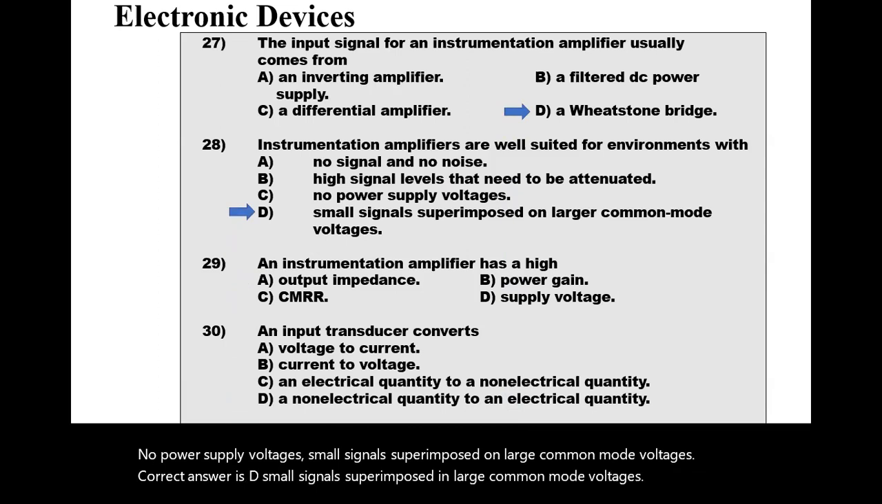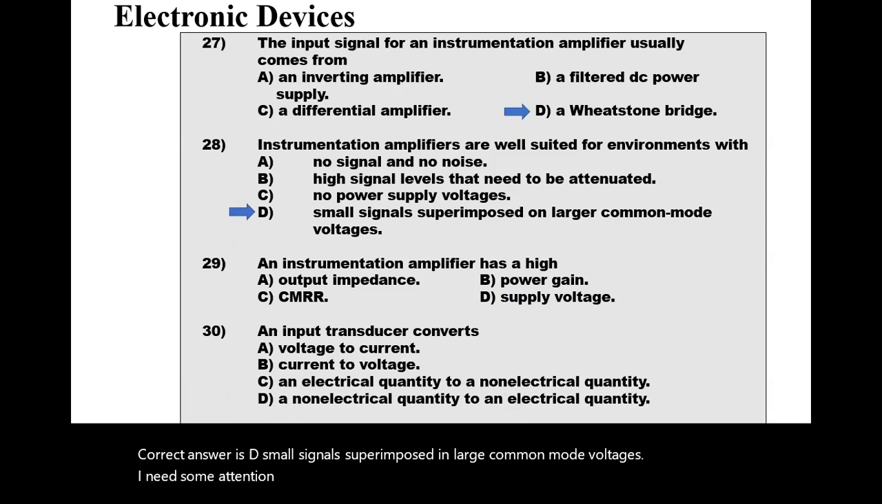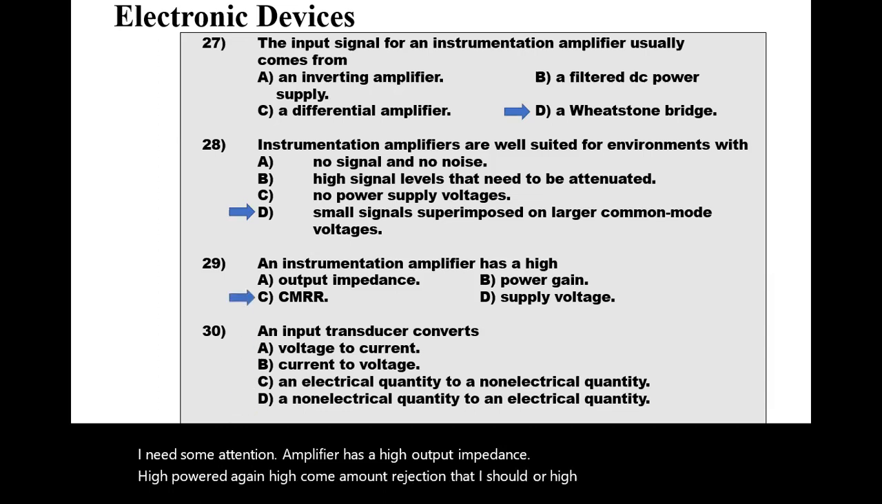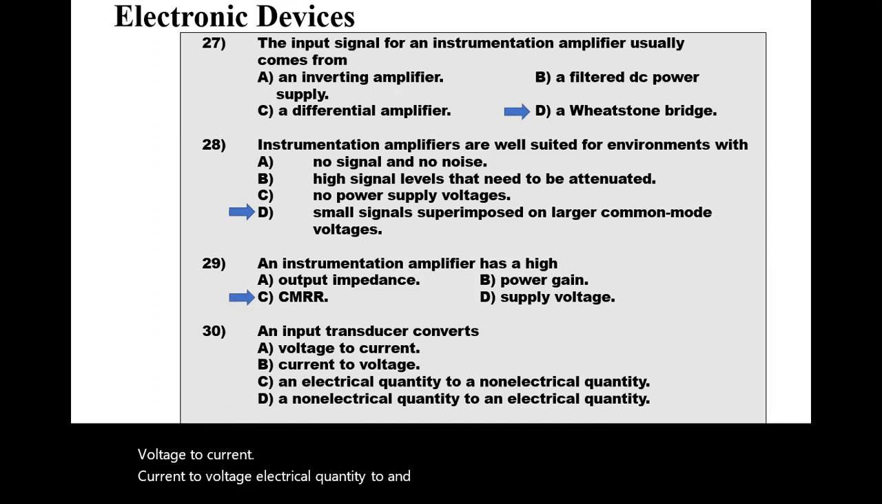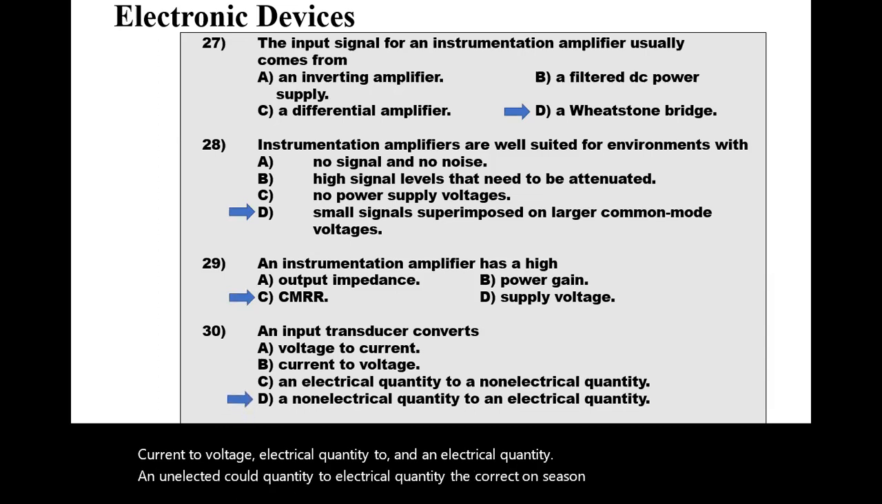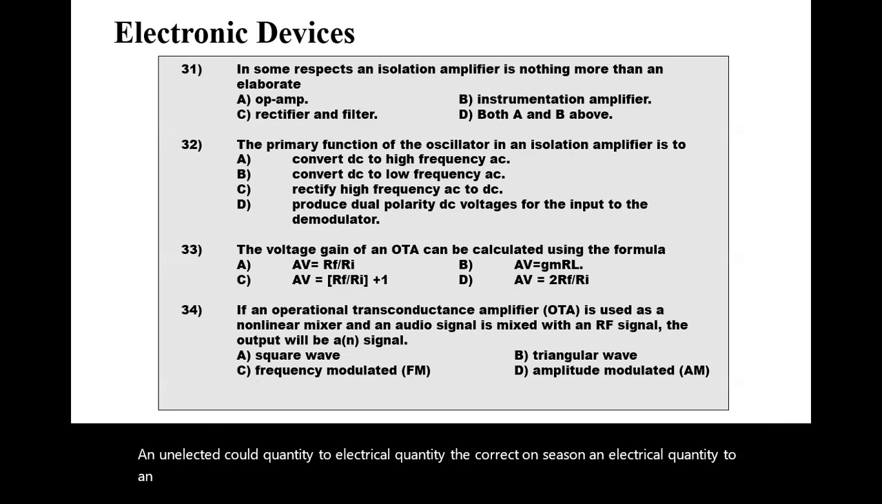An instrumentation amplifier has a high output impedance, high power gain, high common mode rejection ratio, or high supply voltage. The high common mode rejection ratio, number C. An input transducer converts voltage to current, current to voltage, electrical quantity to a non-electrical quantity, a non-electrical quantity to an electrical quantity. The correct answer is a non-electrical quantity to an electrical quantity.